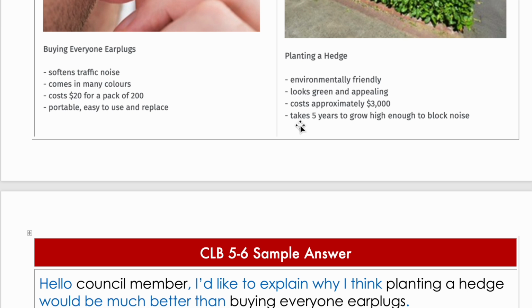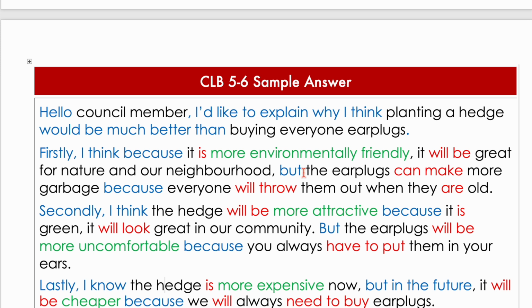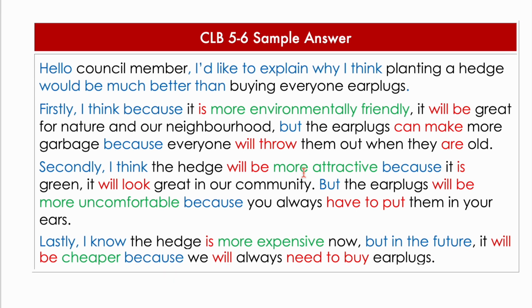But in the future, we always need to buy those earplugs, and maybe we need to buy 10 boxes every month because every day we need to put the earplugs on. And people don't like the old earplugs, right? You can say that too. You can speak more. If you want to speak more, you can speak more if you have a minute, okay? And if you have time. I think we explained here very clearly.